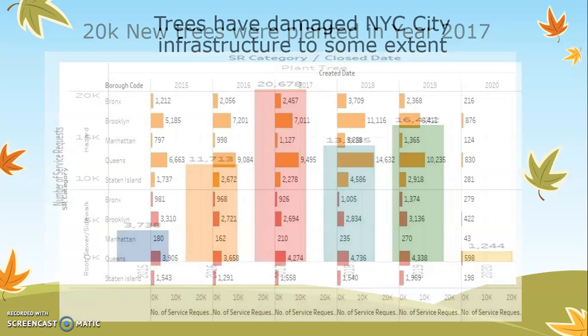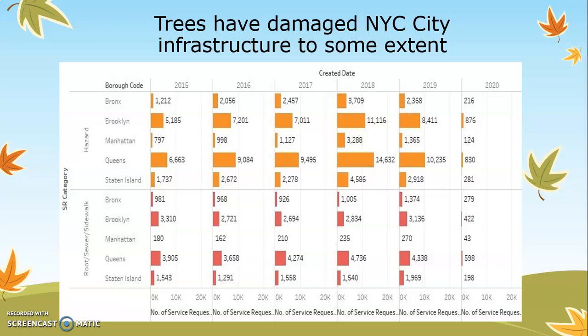Let's go to the next slide. The next slide talks about the damage done to the New York City infrastructure by trees. The dataset helped us to actually determine whether the trees were causing damage to the New York City infrastructure or not, and we could see the following facts: Queens and Brooklyn stand out to be the most affected. Manhattan, on the other hand, is the least affected. Damage to urban infrastructure has increased in Queens and Brooklyn compared to Manhattan over the last 5 years.